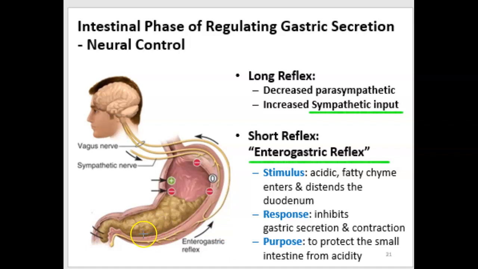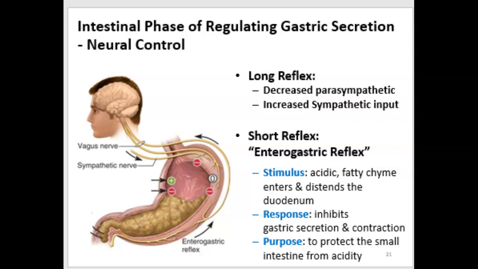In response to the sensory neuron in the duodenum sensing the presence of an acidic fatty chyme and distension, the sensory neuron will actually signal some of the enteric motor neurons as well, which will again inhibit gastric secretion. So there's nervous control. Once the chyme enters the duodenum, the nervous system helps stop gastric secretion.